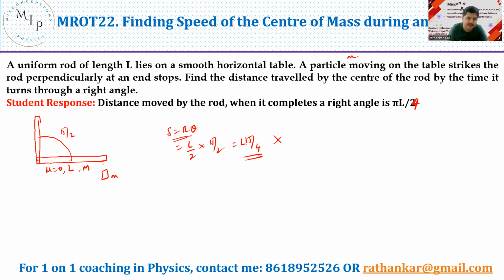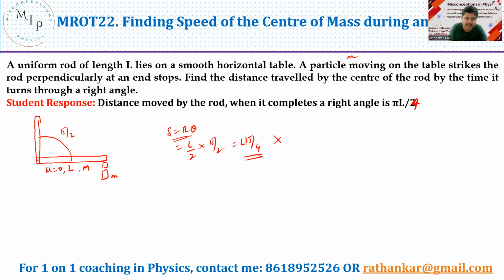When this particle comes and hits it, this particle remains here itself. It comes to rest. That's what is given in the question. Hence all the kinetic energy it had while it moved has been transferred to the rod. Now, as a result of it, what will happen to the rod? The rod will now start moving.